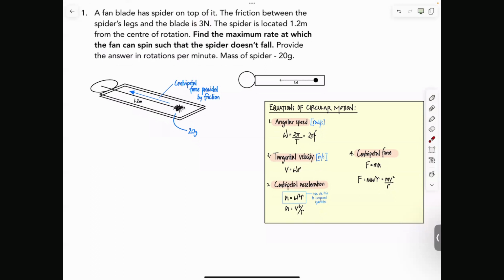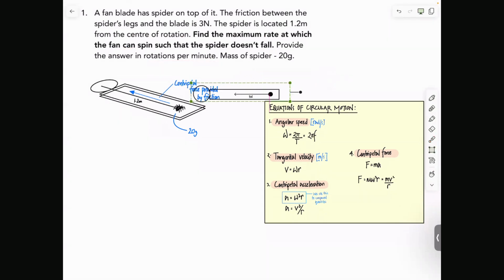The spider is located 1.2 meters from the center of rotation. Find the maximum rate at which the spider can spin so that the spider doesn't fall. The fan can spin. Provide the answer in rotations per minute. Mass is provided. So what does this question tell us?